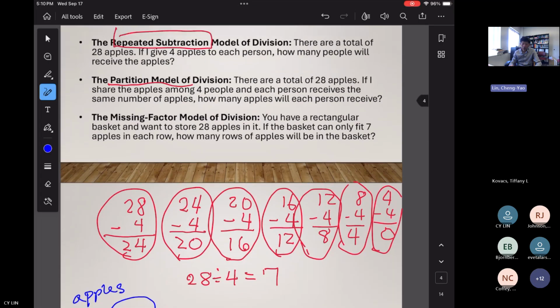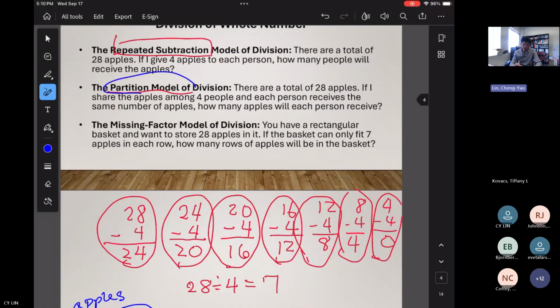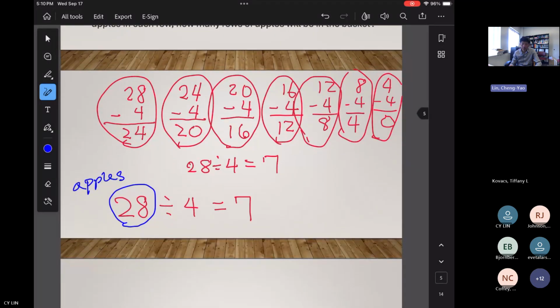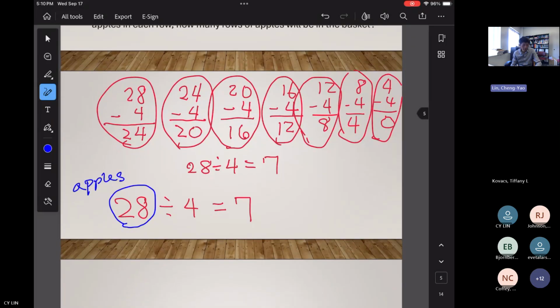All right. So what's the partition model meaning? Okay. And then 4 and share, divide here, we can say share. All right. And then 4, that means 4 people. All right. And then 7, okay. What does the meaning for 7?